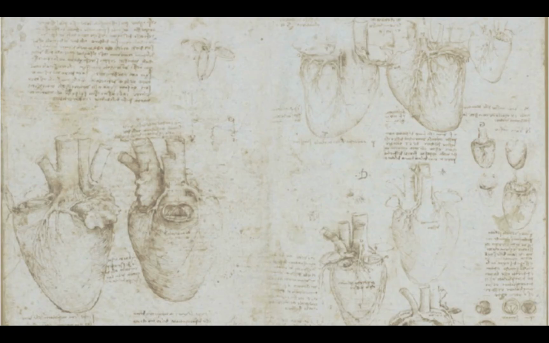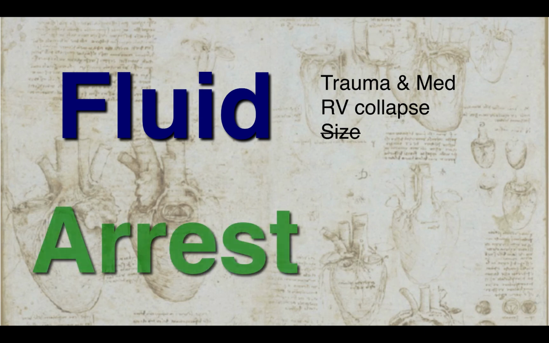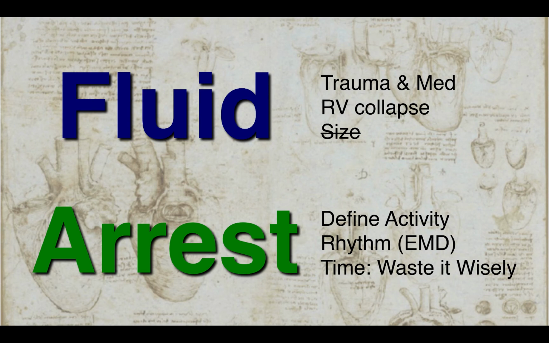So today, we talked about identifying pericardial effusions in trauma and medical patients and the differences between the two, identifying tamponade by looking for RV collapse, and remembering that effusion size is not necessarily the same as tamponade. We also touched on the basic analysis of the heart during arrest, specifically being very careful when defining activity, separating out the electrical and mechanical dissociation between the two rhythms, and making sure that you're not killing the patient by wasting time on ultrasound.